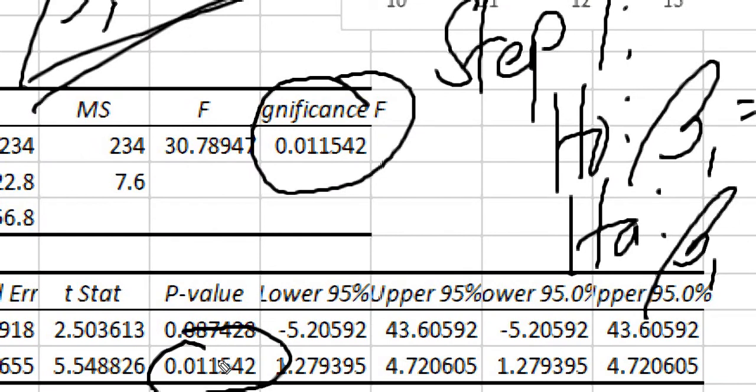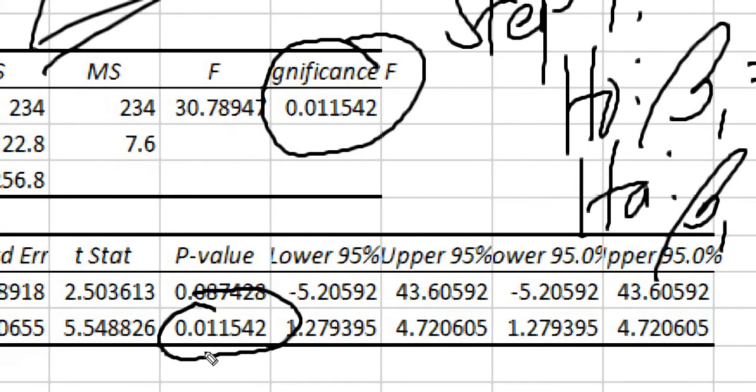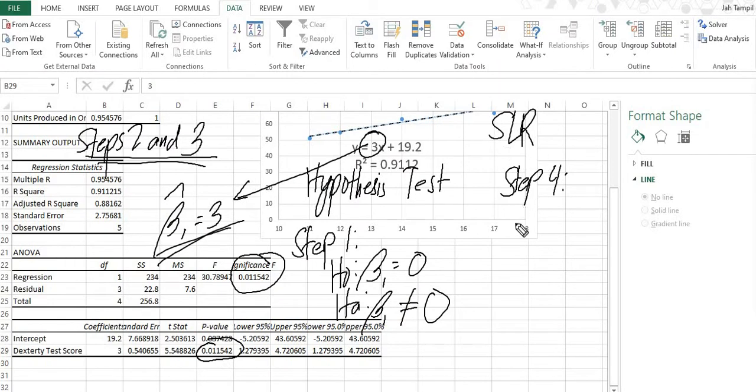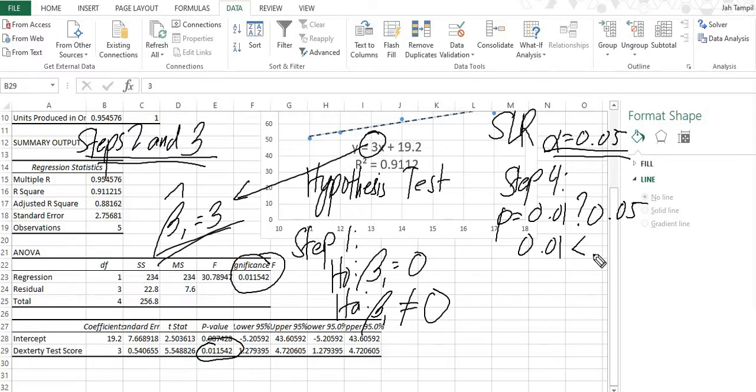Our p-value is 0.01154. So in 2 decimal places, 0.01. By default, if nothing is stated, our alpha will be equal to 0.05. So, since our p-value is equal to 0.01, if we compare it to 0.05, we know that this is smaller than 0.05. Therefore, we shall reject our null hypothesis.